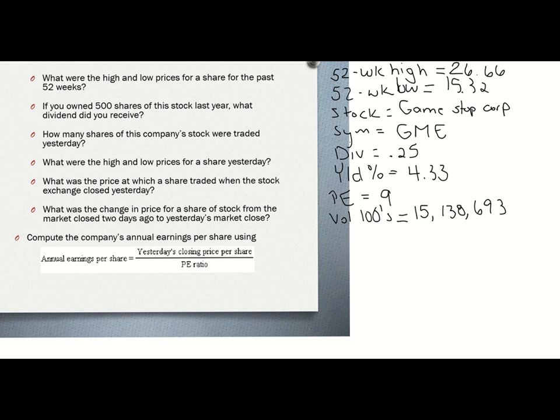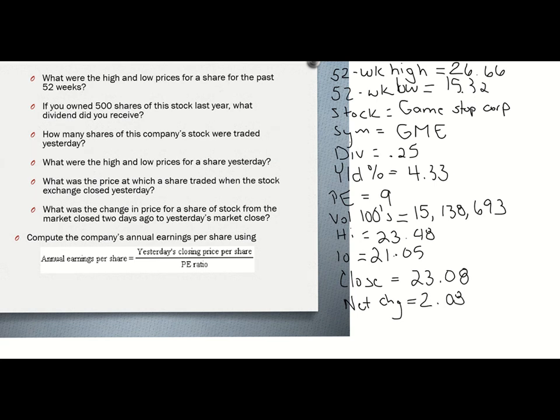And then the high for yesterday was $23.48. The low was $21.05. The close was $23.08. And the net change was $2.08. So this is what the stock table, the information that would be listed. And then we're going to answer the questions over here.